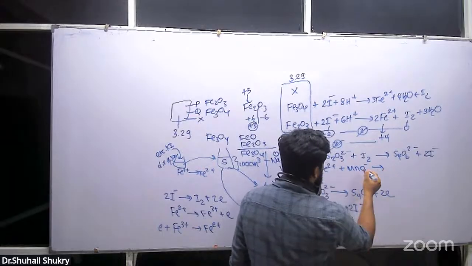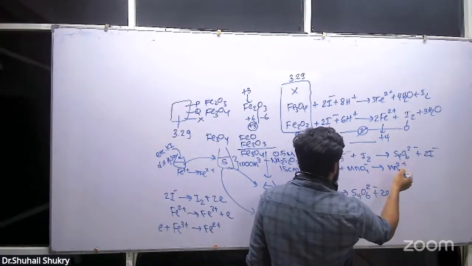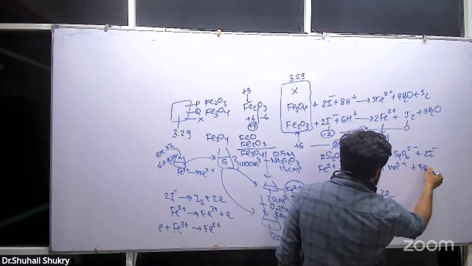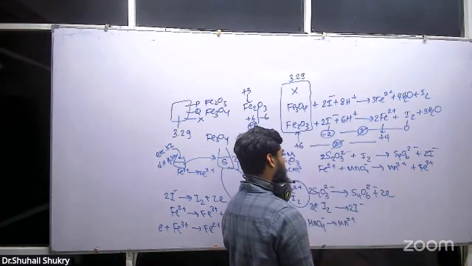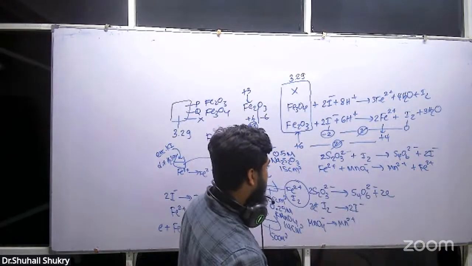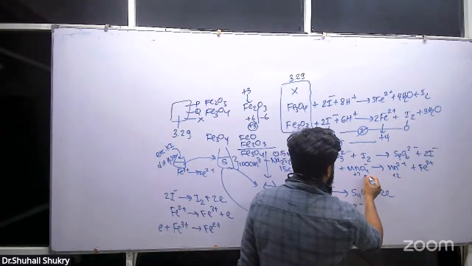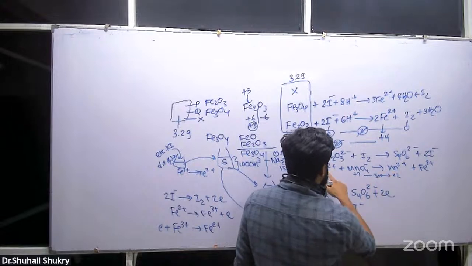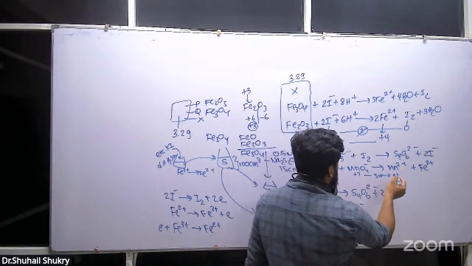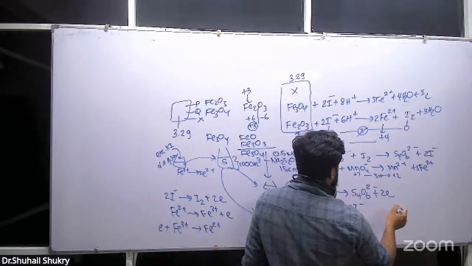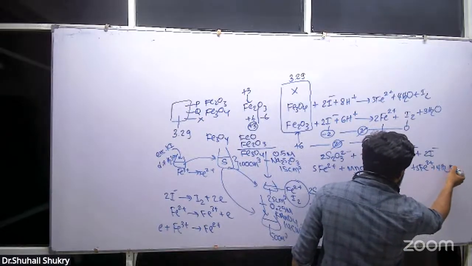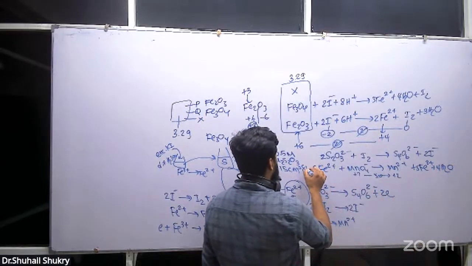You can write the reaction between Fe2 plus and MnO4 minus. The MnO4 minus will go to Mn2 plus, and Fe2 plus will oxidize to Fe3 plus. Now we have to see the oxidation states. This is plus 7, this is plus 2, so the change is 5. Here the change is 1. There are 4 oxygens, so I have to write 4 water here. To balance this, I have to write 8H plus here.